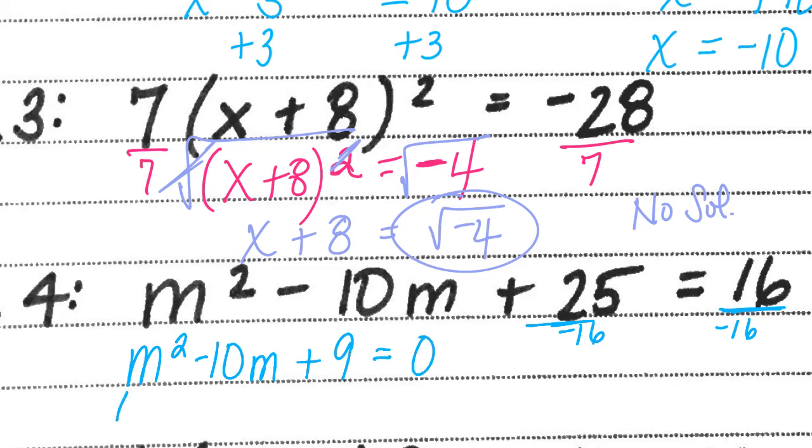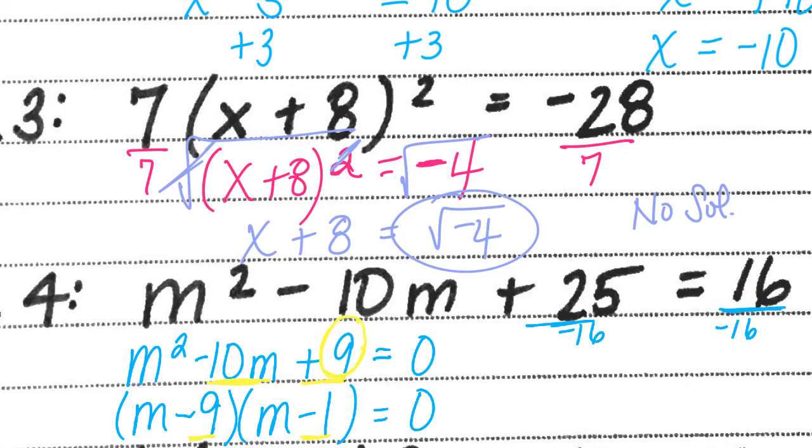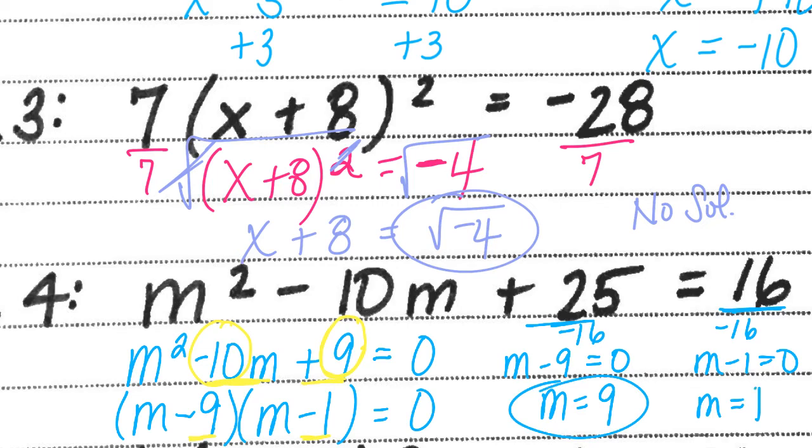This is not a perfect square, but you do know how to factor. The factors of 9 that add up to be negative 10 are going to be m minus 9 and m minus 1. Because remember, these two numbers, negative 9 and negative 1, multiply to be positive 9 and add up to be negative 10. So from here, we can solve m minus 9 is equal to 0 and m minus 1 is equal to 0. Therefore, we have two solutions again. 9 and 1 are our two solutions for m.